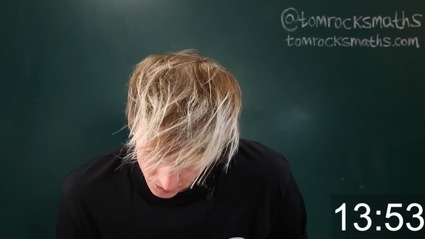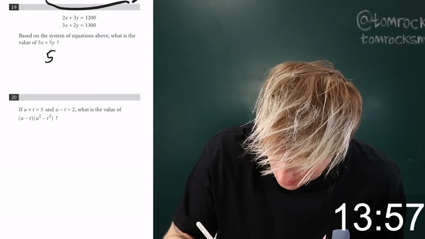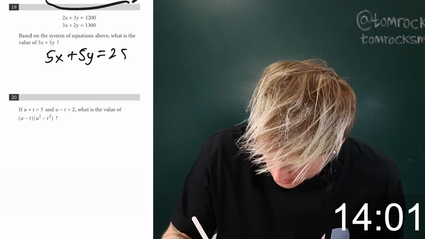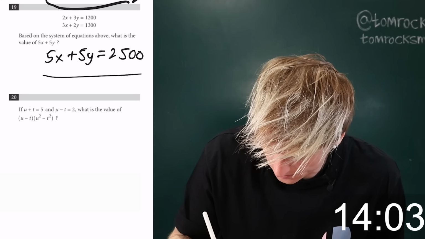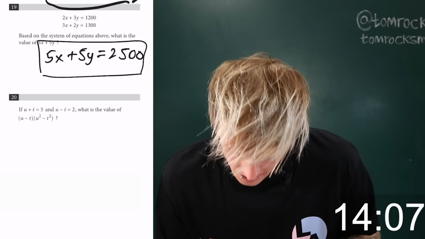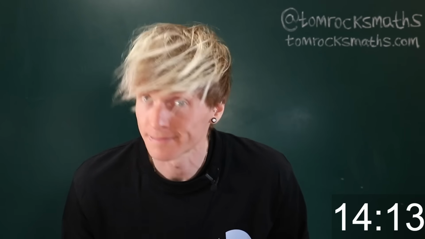Okay, based on the system of equations above, what is the value of 5x plus 5y? Okay, so if I add the two equations, you get 5x plus 5y is 2,500. Seems oddly easy. Check that. 5x plus 5y is 2,500. Yeah, cool. Okay, last one.